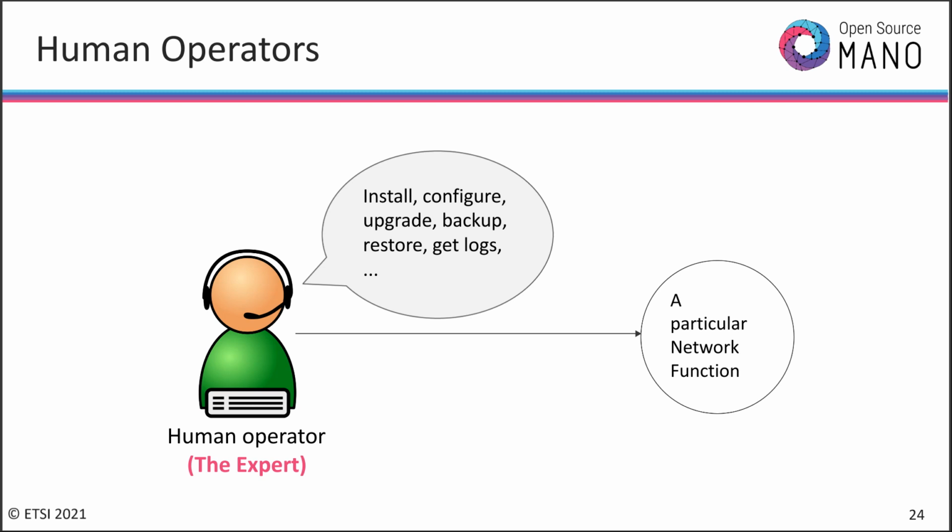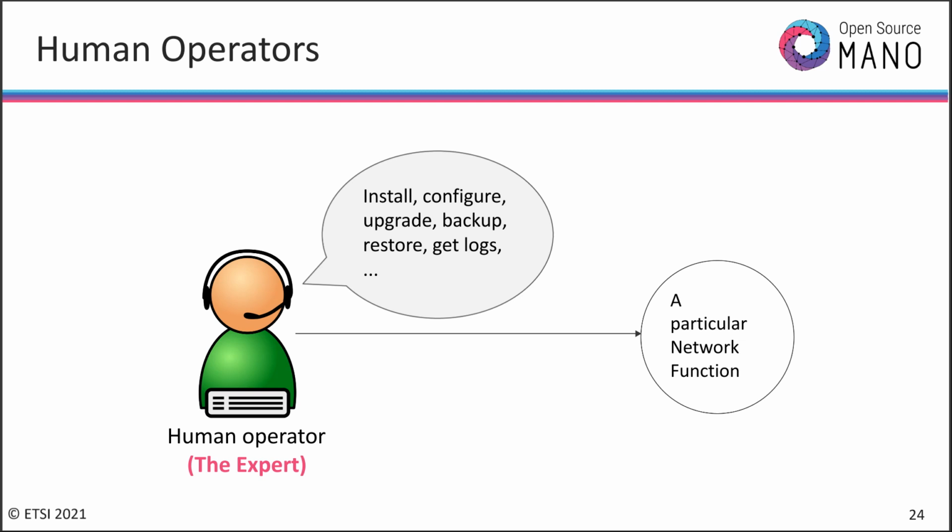So I always use the same example to understand what an operator is. The example I use is to understand what a human operator is. Basically, a human operator represents the expert of a particular application, or in this case, network function. As the expert, they have the knowledge about how to properly manage that network function, how to install the software needed for it, how to configure it, how to get logs from it, etc.